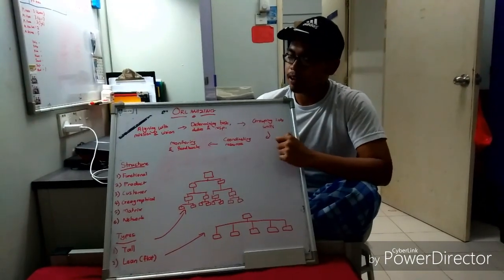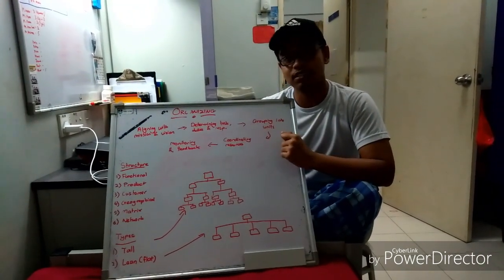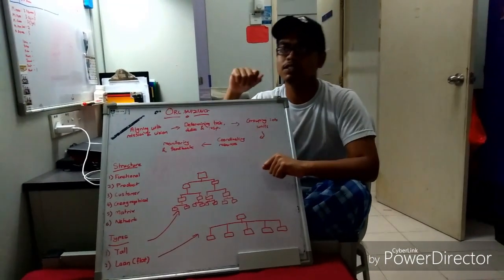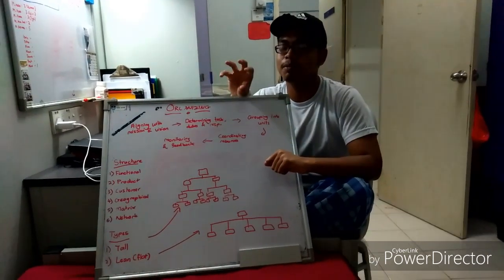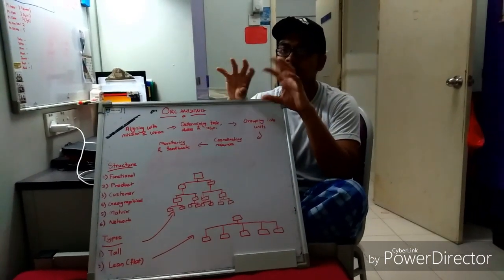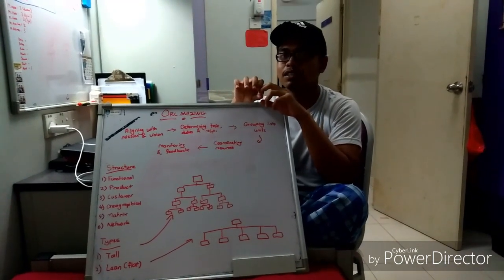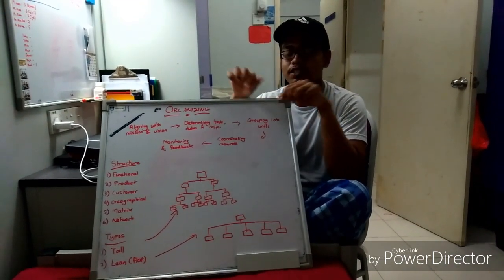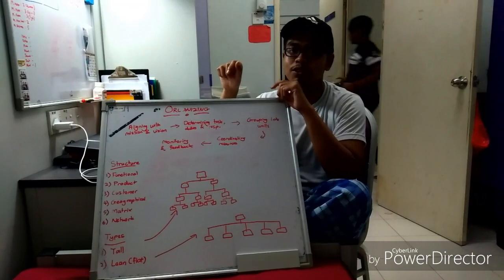Okay, finally, we have network structure. So network structure is usually composed of a main company, which are brokered by many other headquarters. For example, like manufacturing company, transportation company, and so on.